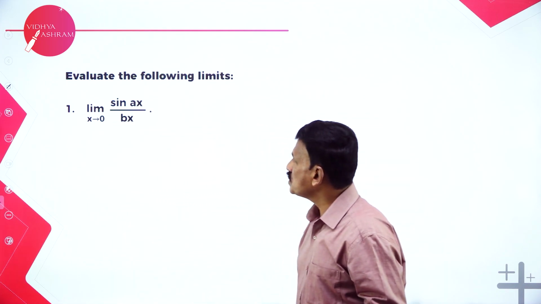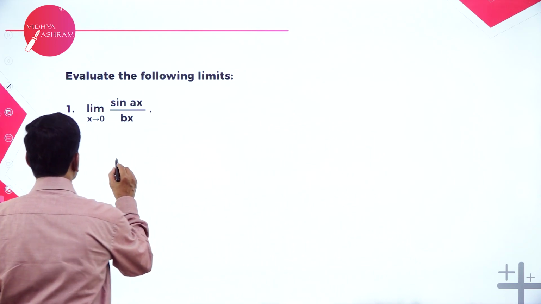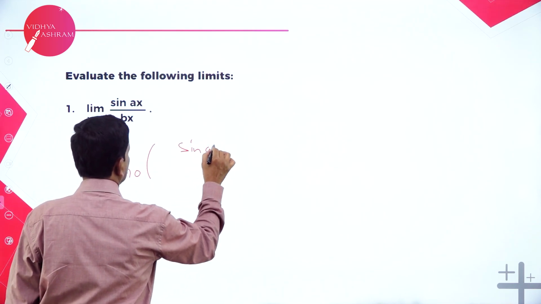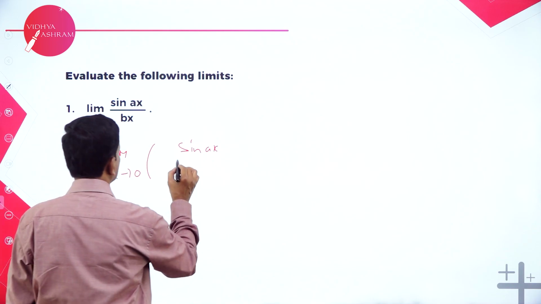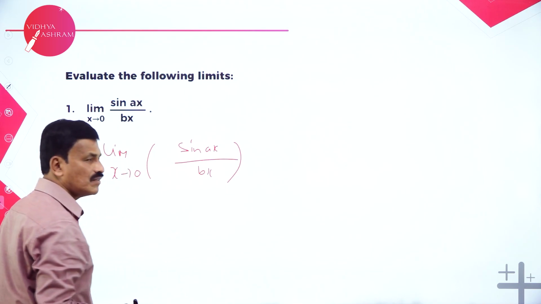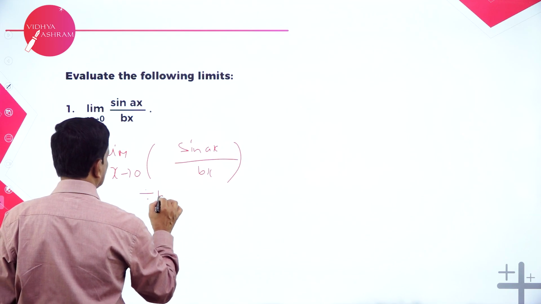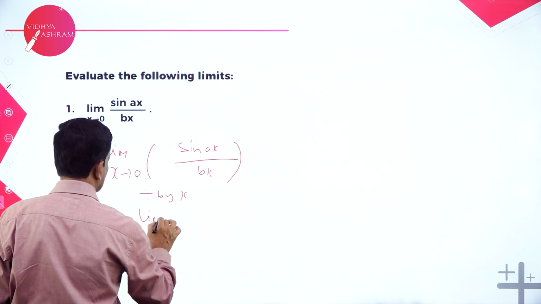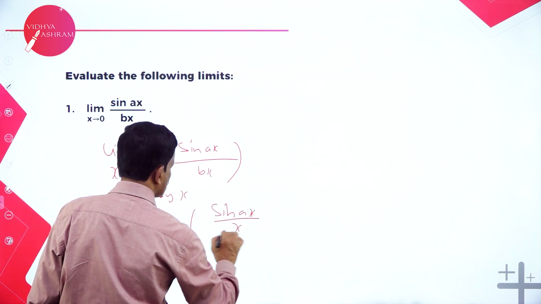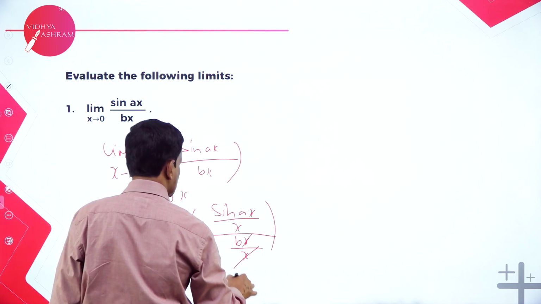So, limit x tends to 0 of sin ax by bx. Here this can be written as limit x tends to 0 of sin ax divided by bx. Divide both numerator and denominator by x. If we divide by x, limit x tends to 0 of sin ax divided by x, whole divided by bx by x. So this x and x gets cancelled.